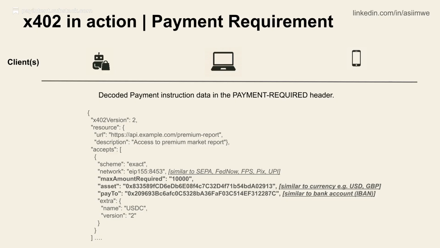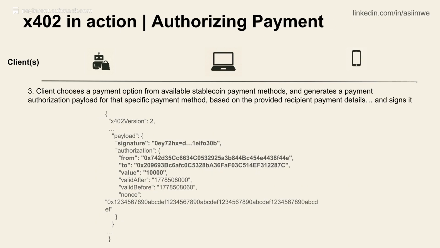I will save the specifics of stablecoin and crypto payments for a future video. However, a good way for you to understand these payment details is to think of the network field as something similar to traditional bank transfer networks. Asset is like currency, while pay-to is basically an account to receive the funds. Next, the client selects one of the available stablecoin payment methods and generates a payment authorization payload based on the provided payment details. This payload is then signed by the client.